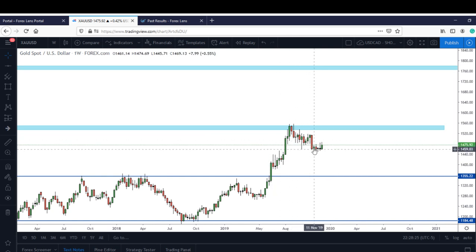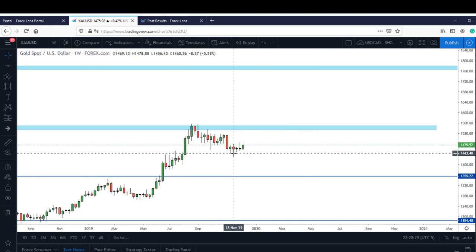And you can see the last few weeks it has been pretty consolidative. You can see in the last few weeks, 1, 2, 3, 4, 5 weeks, it hasn't really moved much. Just printing spinning tops, hammers, inverted hammers, pin bars. Not really doing too much.